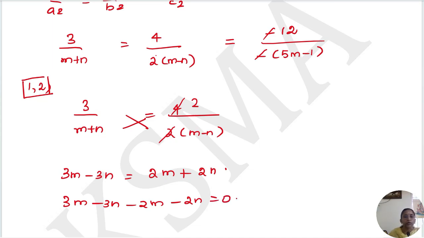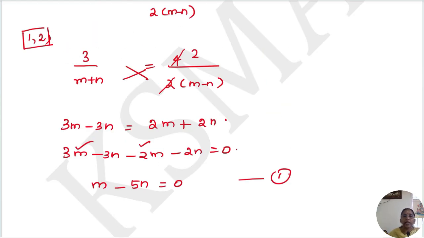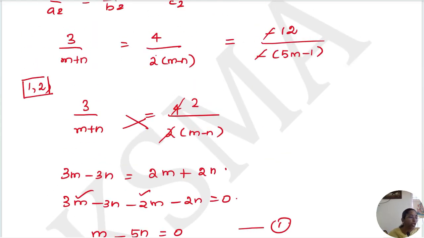From that you can list your values of m and n. So combine the terms: m minus 5n is equal to 0. So this is our first equation. And after this you can take any other two combinations. Look at your data.